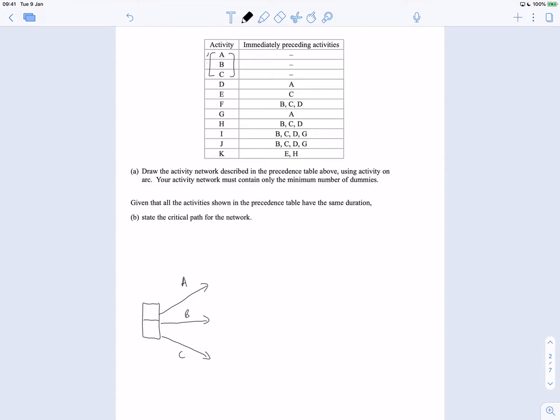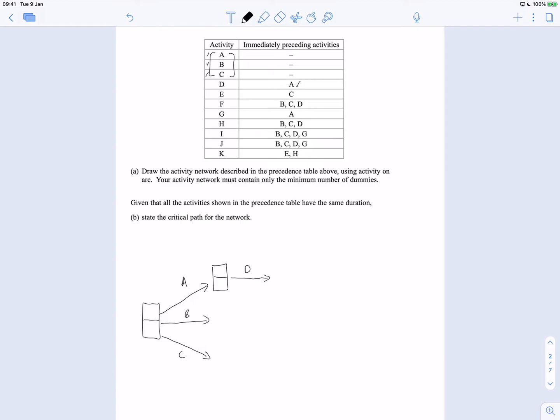Okay, so they're done. There's nothing before them, so A, B, and C are the first ones. Next up, I see that D depends on A. So that means if I have a stage at A, like so, then there's going to be a D popping out of it, like that.